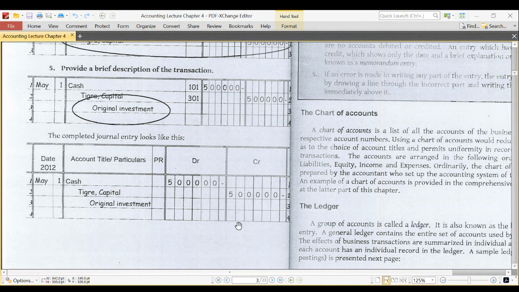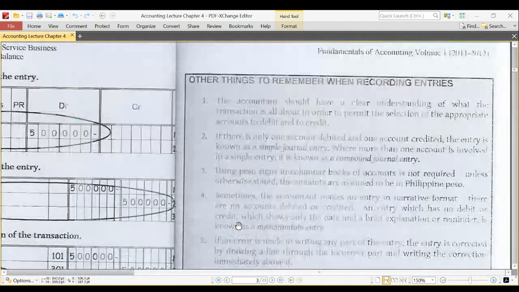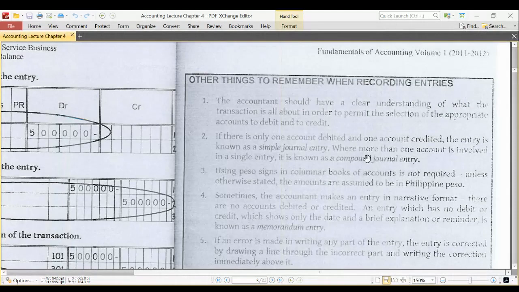Yun yung brief description. So what are the different things that you have to remember when recording entries? Number one, you must have the clear understanding of the transaction. You will not make the correct entry if you have not analyzed it correctly. That's why the first step of analyzing the transaction is very important. You must master the different accounts and the effect on these accounts. Kasi mali ka lang ng analysis dyan, mali na yung magiging financial statement mo. Hindi na siya fairly stated.